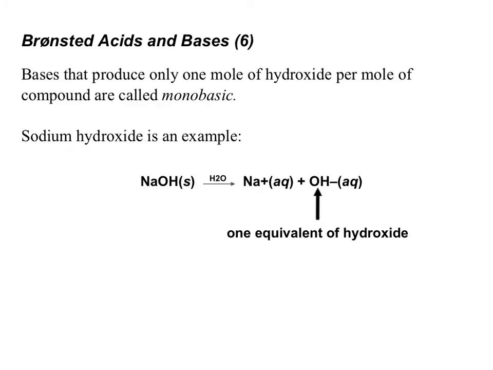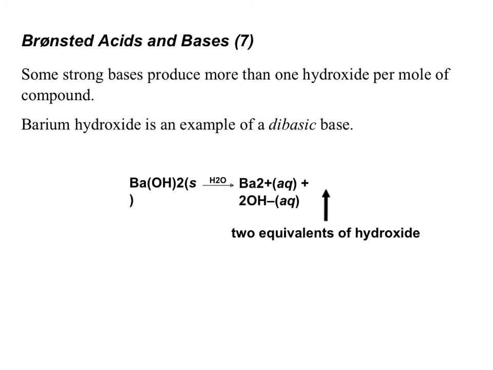Bases that produce only 1 mole of hydroxide per mole of compound are called monobasic. Sodium hydroxide, for example, is a monobase. It only forms one hydroxide for every sodium hydroxide available. Some strong bases produce more than one hydroxide per mole of compound. Barium hydroxide, for example, is a dibasic base. Why? Its formula is Ba(OH)2, with parentheses implying two hydroxides. Therefore, when it completely dissociates, it forms two hydroxides per mole.